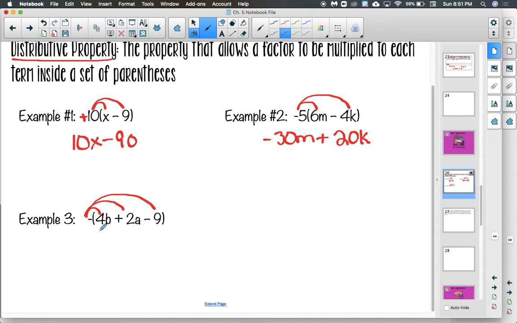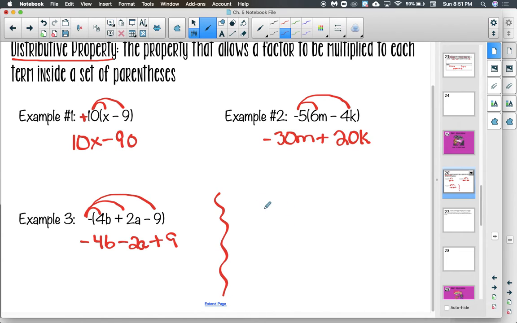A negative times a positive, because that's a positive 4b, is a negative. The 4b just comes along for the ride. A negative times a positive is a negative. The 2a just comes along for the ride. A negative times a negative is a positive, so that makes that a plus sign now, and the 9 just comes along for the ride. So that's one way to do this problem. If you're happy with it that way, I'm totally happy as well.